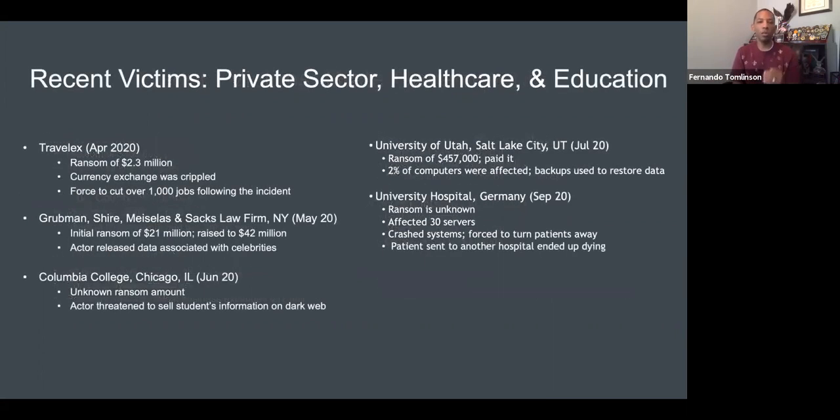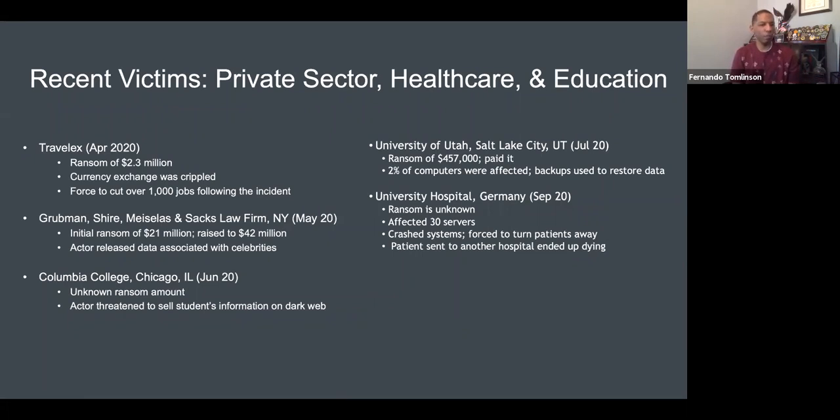All right, so still looking at some examples. Here's some private sectors, healthcare, some education, and this isn't necessarily just the US. So we have TravelX. This actually started in December 2019 and kind of just took the toll to April. So ransomware of 2.3, they ended up paying that. That was not the initial ransom. This is what they negotiated it down.